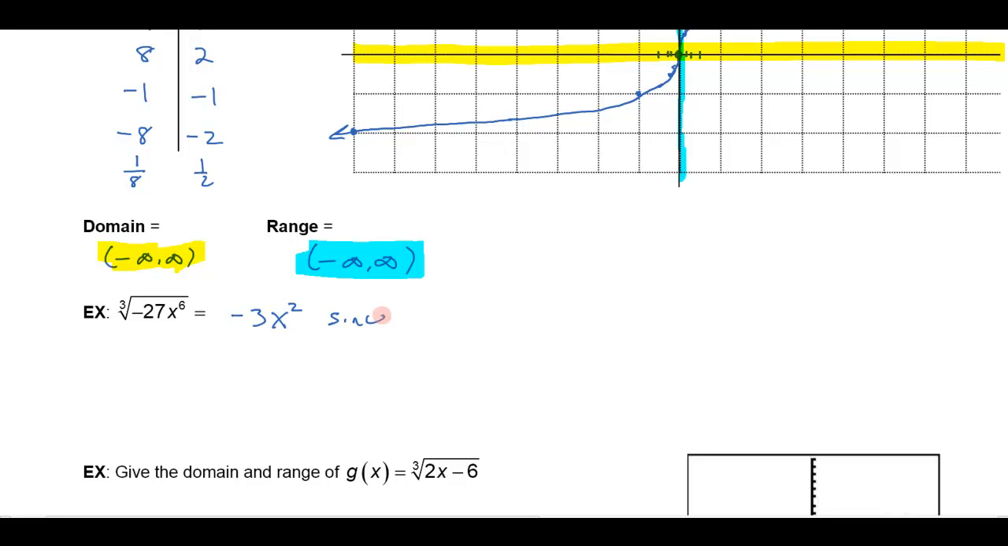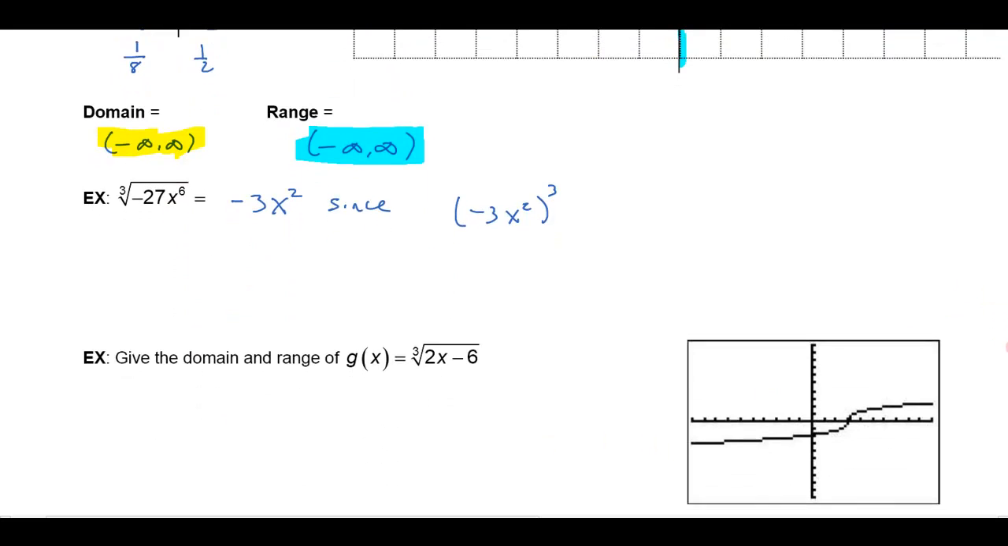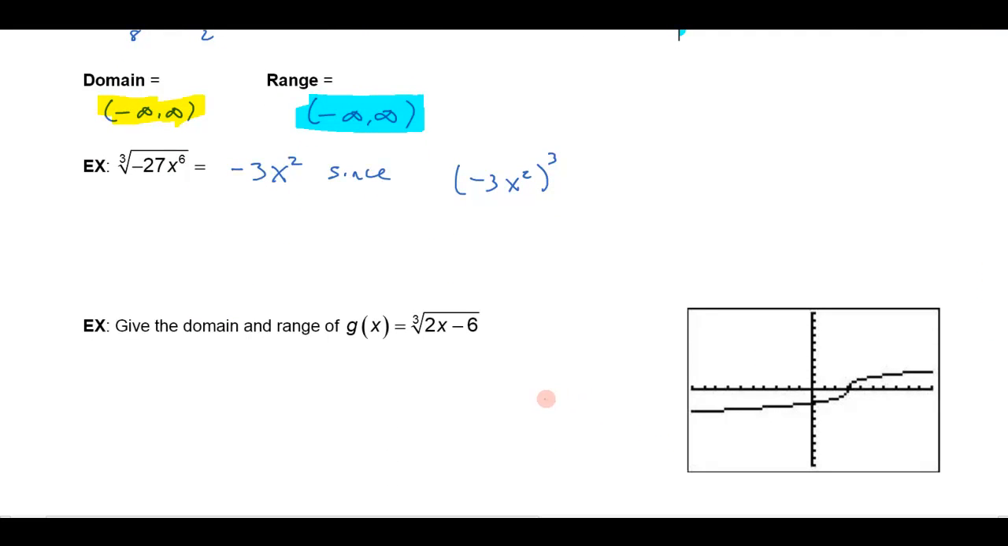And again, that would be because if I take negative 3x squared and cube it, I'd have to cube the negative 3 to get negative 27. And when I cube x squared, that's x squared times x squared times x squared, or you multiply the exponents, and that gives you the x to the 6th. Okay? One more problem with the domain and range.